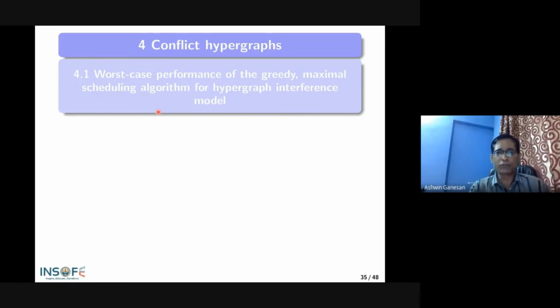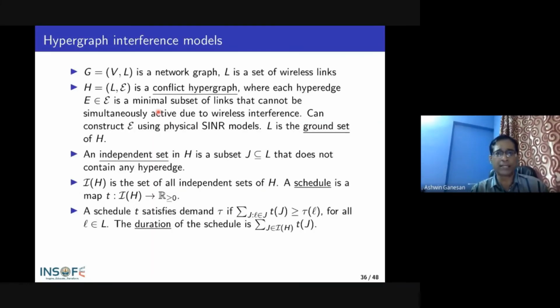We don't have time to go through this, but it's possible to model the interference using a hypergraph, where every hyperedge is a minimal subset of links that cannot be simultaneously active due to interference. So it's quite possible that you have 3 links, L1, L2, and L3, such that L1 and L2 can be simultaneously active, L2 and L3 can be simultaneously active, and L1 and L3 can be simultaneously active. But if all 3 of them are simultaneously active, the interference is too much and cannot be tolerated.